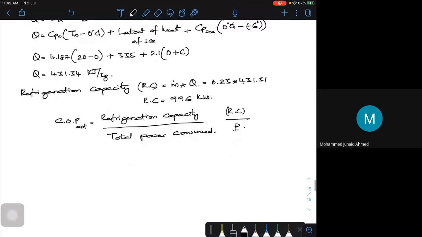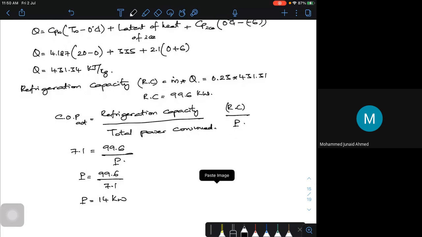Now, what is your COP actual? 7.1. What is your refrigeration capacity? It is 99.6 kilowatts divided by power. So I'm getting my power requirement as 99.6 divided by 7.1. Your power is roughly around 13.98, so 14 kilowatts. So I need around 14 kilowatts of power to produce 20 tons of ice. So this is how you have to proceed.